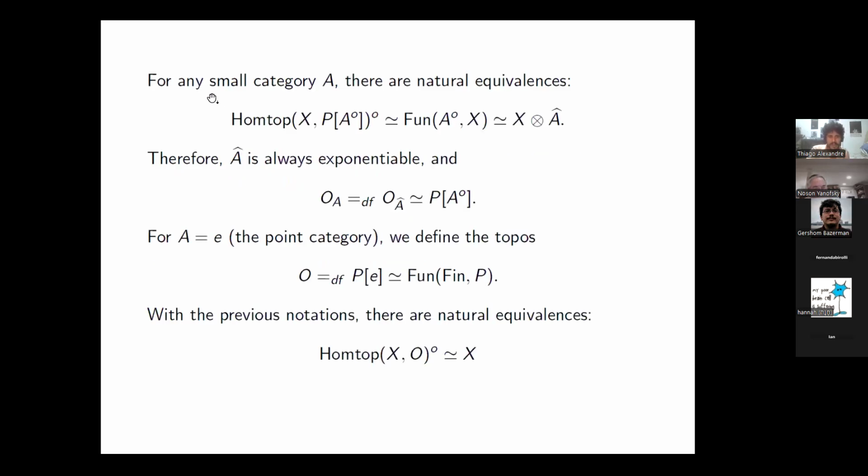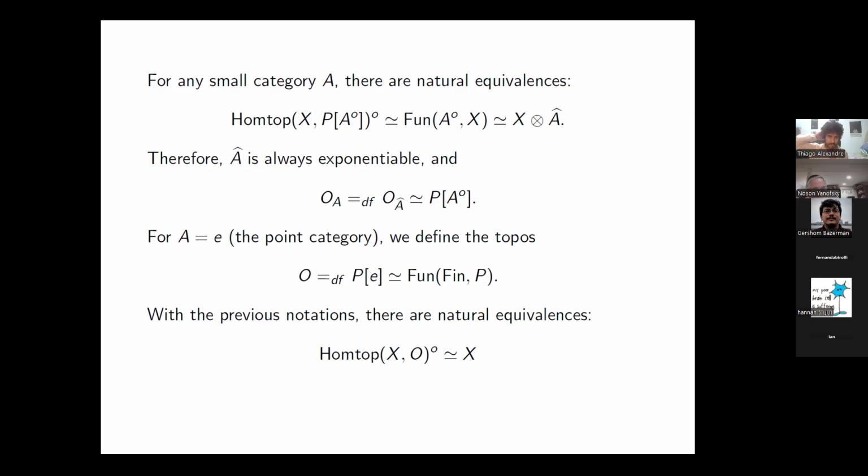So for instance, for any small category A, we have these natural equivalences. We can construct the free topos on A op, the dual category of A here. I'm sorry, I'm using just A o instead of op to denote the dual category here, but I hope this is not a problem.